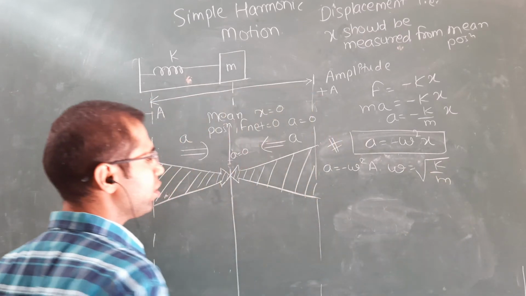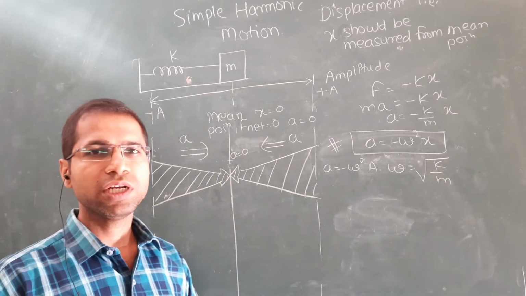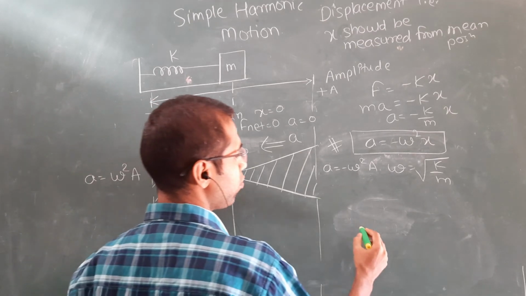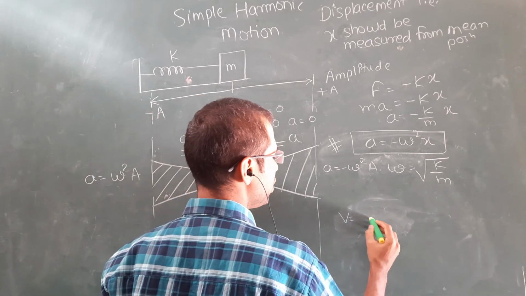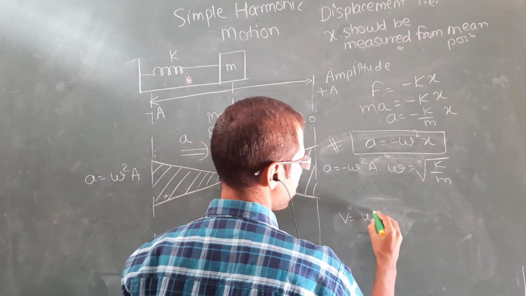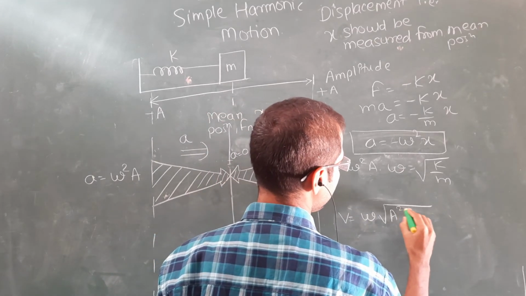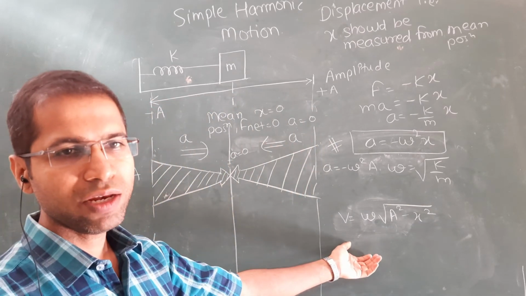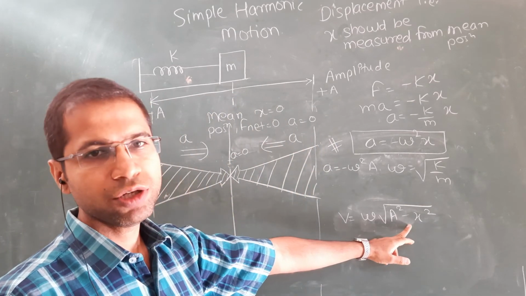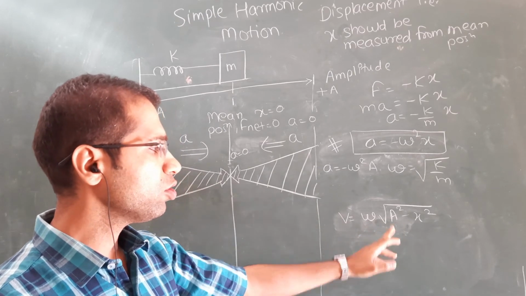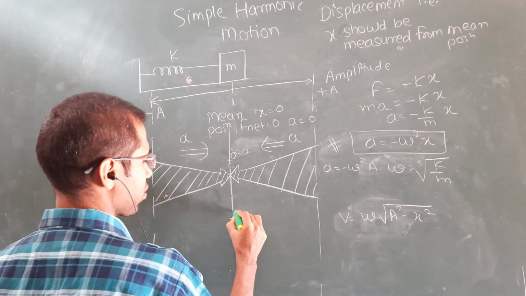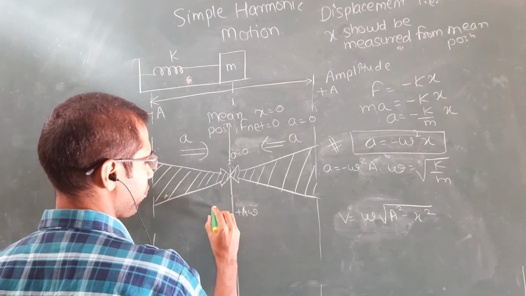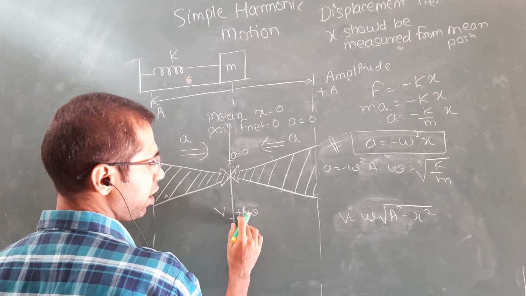Now let's get back to the velocity. Velocity will make more sense now that we have discussed the acceleration. The velocity formula, sometime back only I told, v is equal to omega under root a square minus x square. Simply we need to put the values. When x is equal to 0, that is the mean position, velocity is a omega. Velocity is plus a omega here.